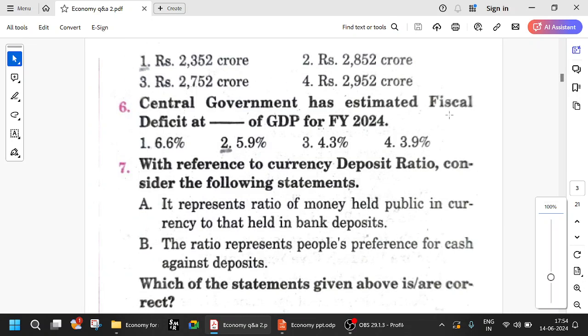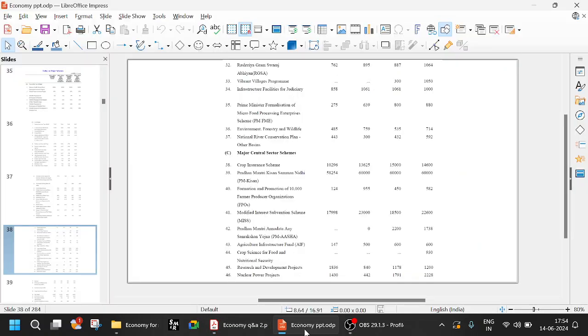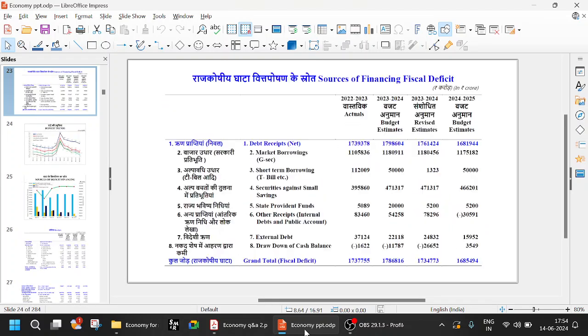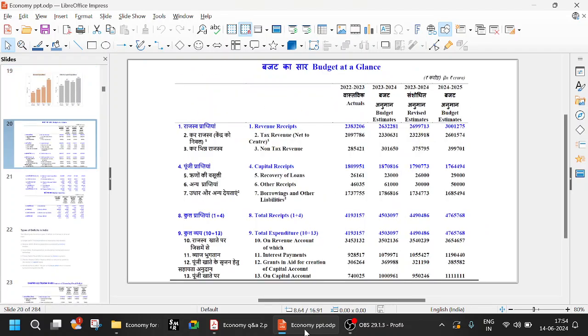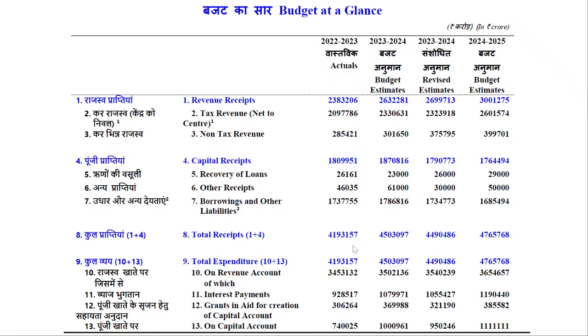So the central government has estimated the fiscal deficit. These fiscal deficits are very, very important. A question will be asked on fiscal deficit. Now if you look at deficits, this is the budget at a glance. Observe this. Our revenue receipts in crore, this is our revenue receipt, and this is our capital receipts. You add both of these, you will get the total receipts. Total receipts will be equal to total expenditure, for balancing. Then expenditure will increase and there will be a deficit. That's a different case, but for balancing the budget, they put receipts equal to expenditure.